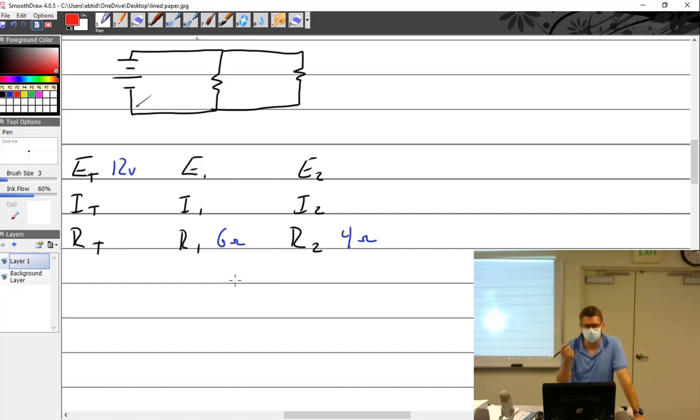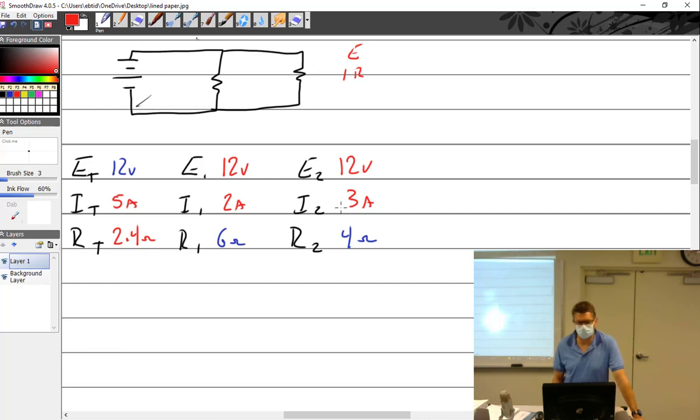You have your 12 volts for each branch. 12 volts, 12 volts. Don't forget that. Voltage is the same. And then you can solve for RT, which is going to be less than 4. 2.4 ohms. And now solve for I, which is just E, I, and R. So 5 amps. 2 amps. 3 amps. All right. Why is it that way?